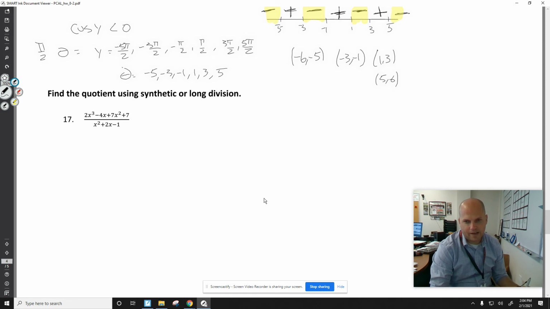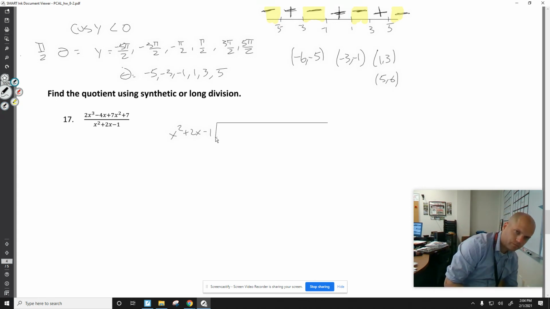All right, we got to divide. Fun stuff. Good reminders. We sometimes divide to find roots and to factor things. I like long division. I like synthetic division.